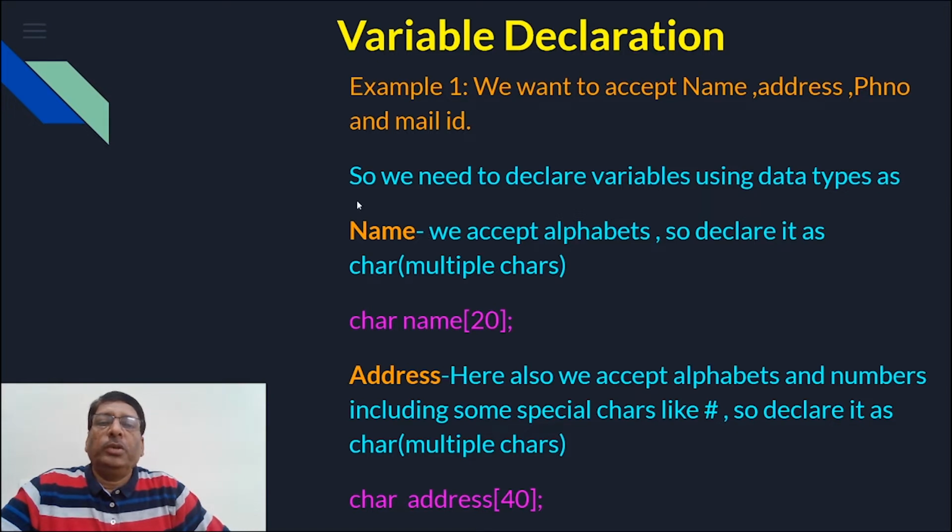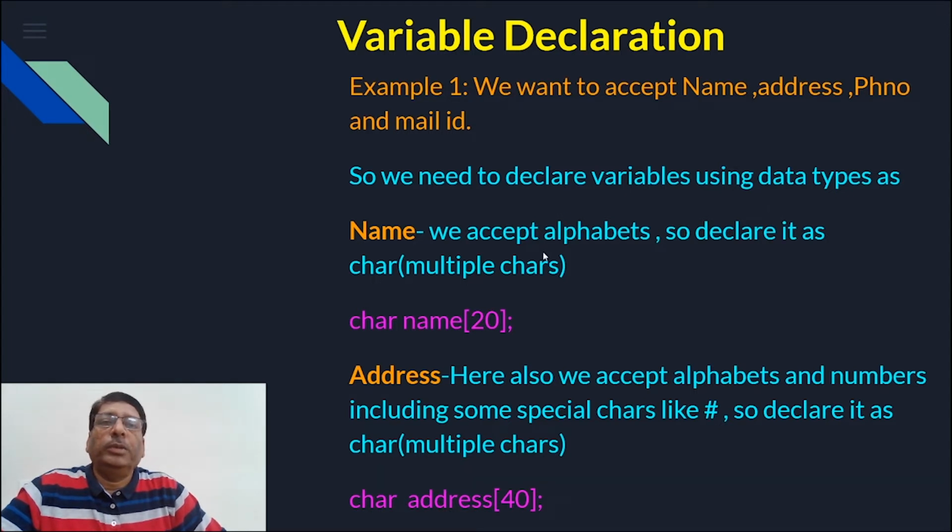So when it comes to name, whenever we want to accept the value for a name, we are going to accept the name in the form of alphabets. So you are going to accept a bunch of alphabets. So declare it as character, which means you have to declare it as multiple characters. When I say character, it takes only one character. So when you say multiple characters, you can have a bunch of characters, a group of characters and so on. And here we cannot exactly predict whether the name will be of 5 characters or 10 characters. So in general, you can accept some more number of characters.